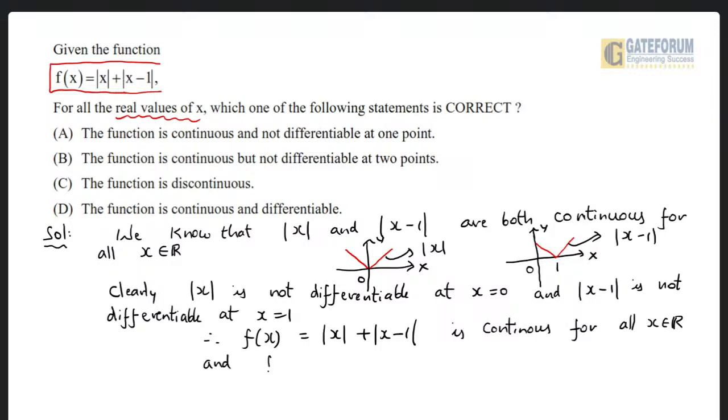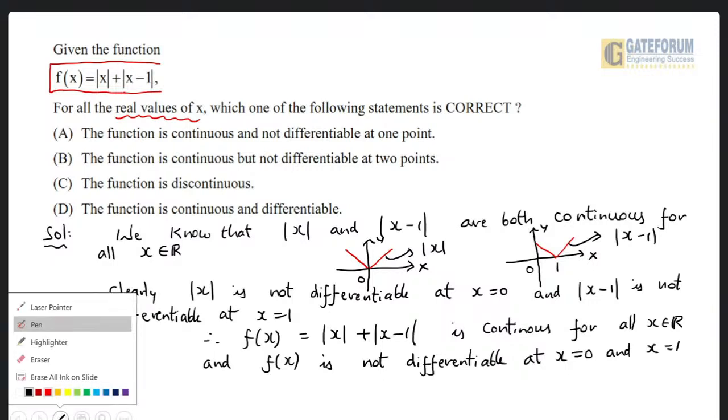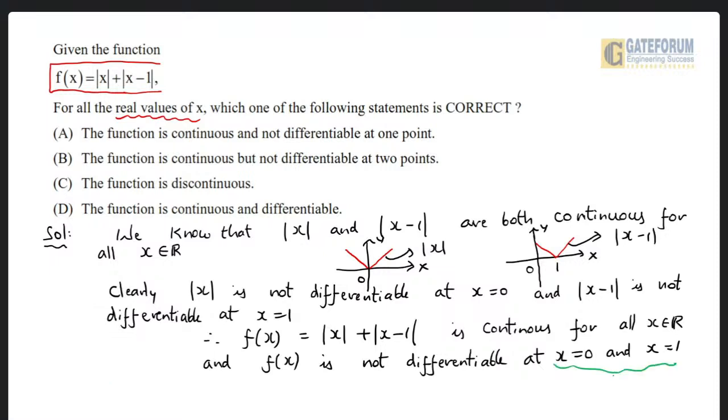And f of x is not differentiable at x is equal to 0 and x is equal to 1. These are 2 points. Should we understand? So mod x is not differentiable at x equal to 0, and mod x minus 1 is not differentiable at x is equal to 1. Okay.